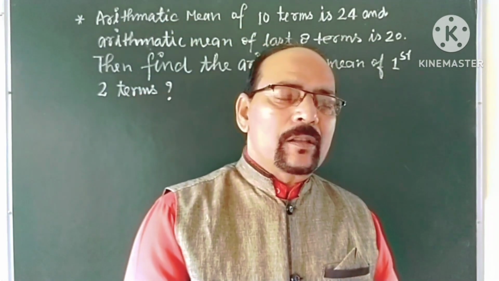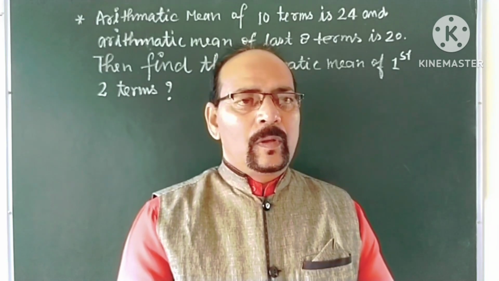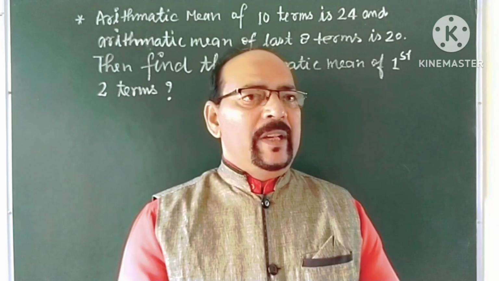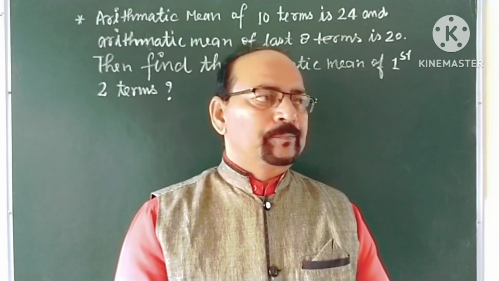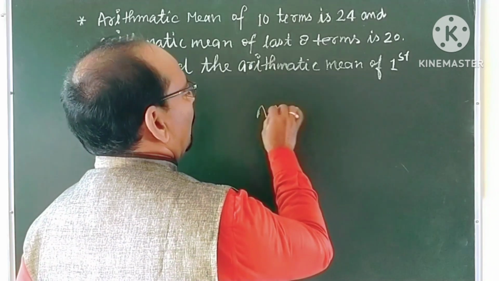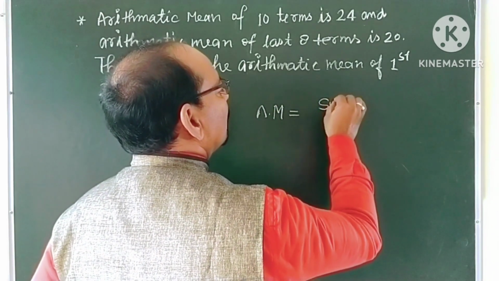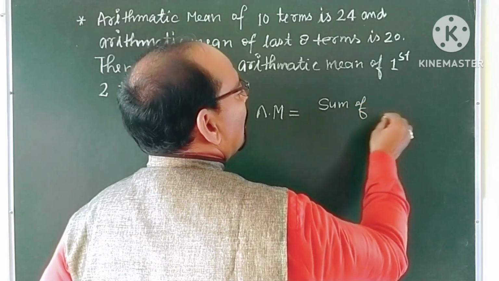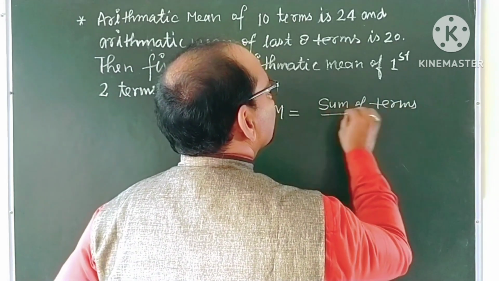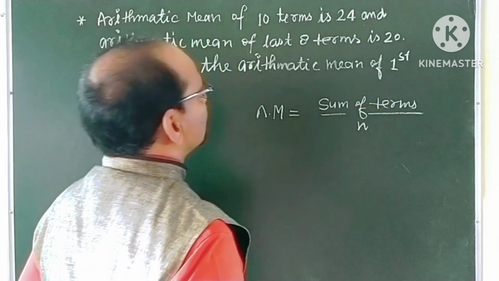Here it is given that the arithmetic mean of 10 terms is 24 and of the last 8 terms is 20. We want to find the arithmetic mean of the first 2 terms. We know that arithmetic mean, AM, equals the sum of terms upon the number of terms, that is n.